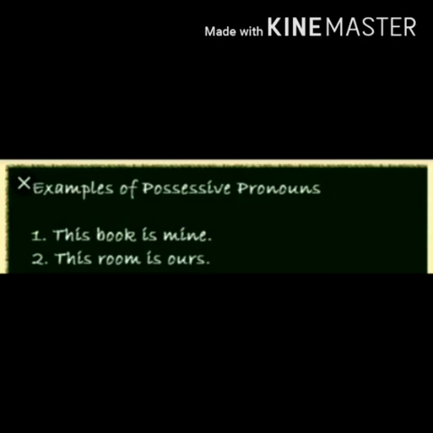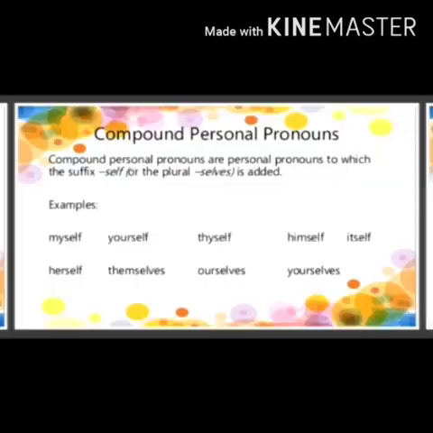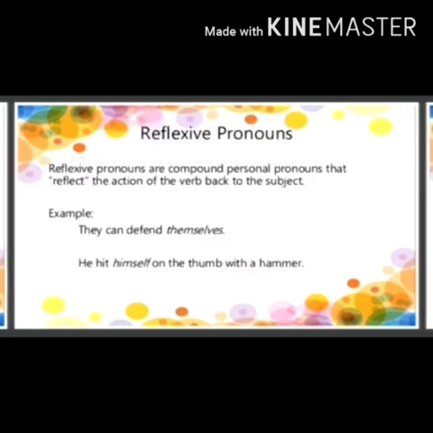Now we'll see what compound personal pronouns are. Compound personal pronouns are personal pronouns to which the suffix self or the plural selves is added. For example, myself, yourself, herself, themselves, ourselves, himself, yourselves, itself, etc. Now we'll proceed towards our next pronoun, and that is reflexive pronouns. Reflexive pronouns are compound personal pronouns that reflect the action of the verb back to the subject. These are those pronouns in which the actions done by the subject reflect upon the subject.